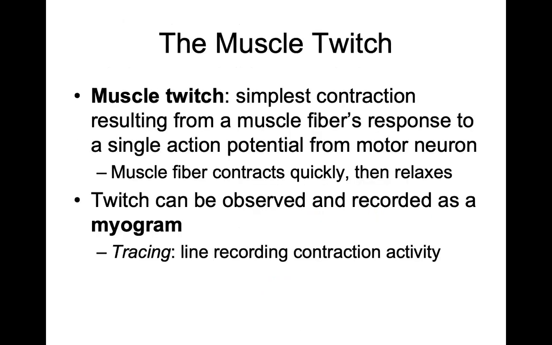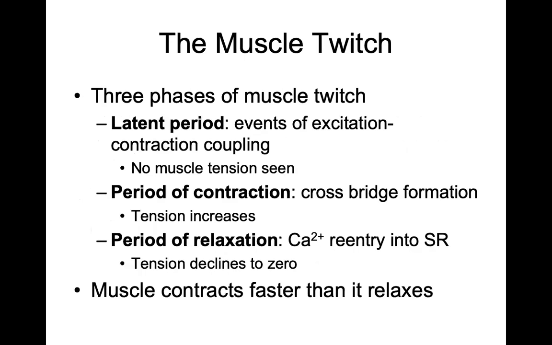Now, when we're looking at the action of the muscle, you could have something called simply a muscle twitch. A muscle twitch is when you have one action potential coming from your neuron, and that causes the muscle to contract and follow that contraction with a relaxation. This twitch can be recorded by a machine that records those electrical impulses, called a myogram, and basically, again, it is tracking the contractile ability of the muscle.